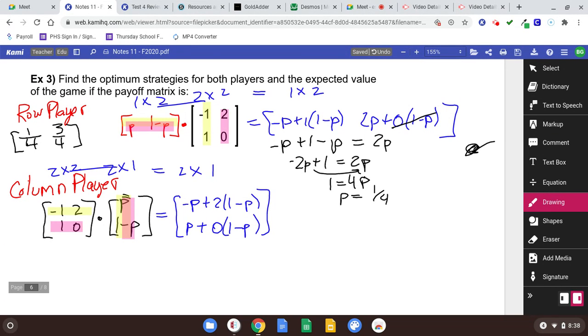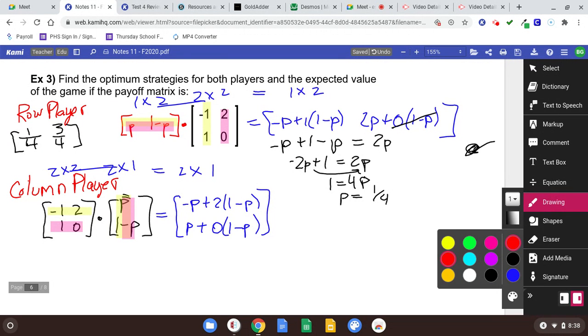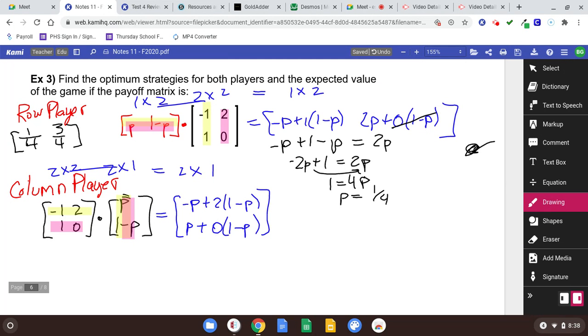In order to solve this, you're going to set those two expressions equal to each other. So the top one says negative p plus, distribute the 2, minus 2p. Okay, that's the top one, negative p plus 2 minus 2p. And on the bottom, that's going to zero out, so it just equals p. Okay, we set those two expressions equal to each other, and that's what we get.